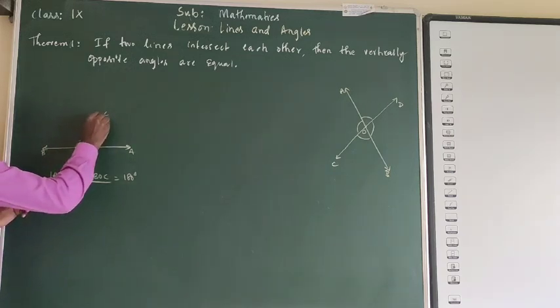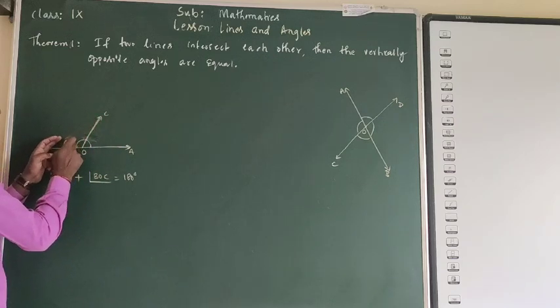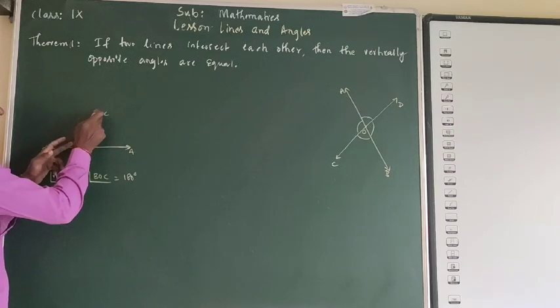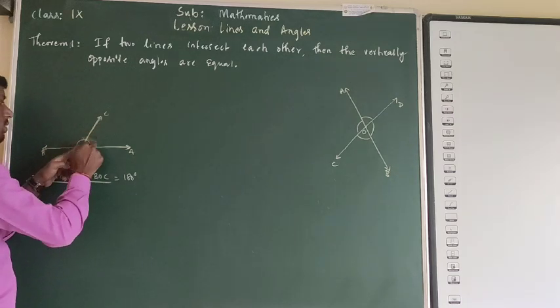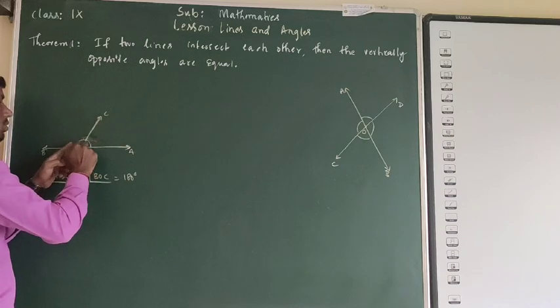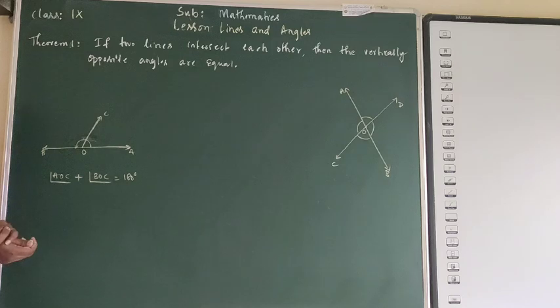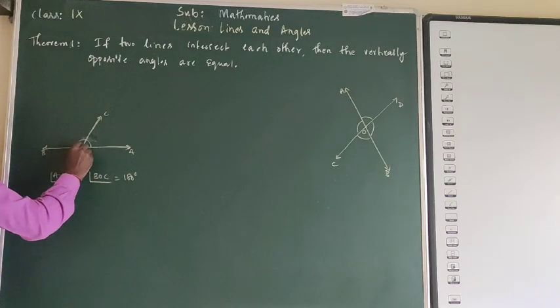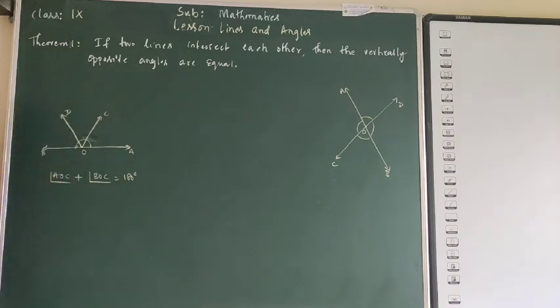If the ray cuts that angle into 2 parts, these two angles become adjacent angles because there is a common arm. So angle BOC plus COA. The sum of these two angles must be equal to 180 degrees because it is a straight angle. Now let us assume that one more ray cuts like this. This is OD, we will take it as ray OD.